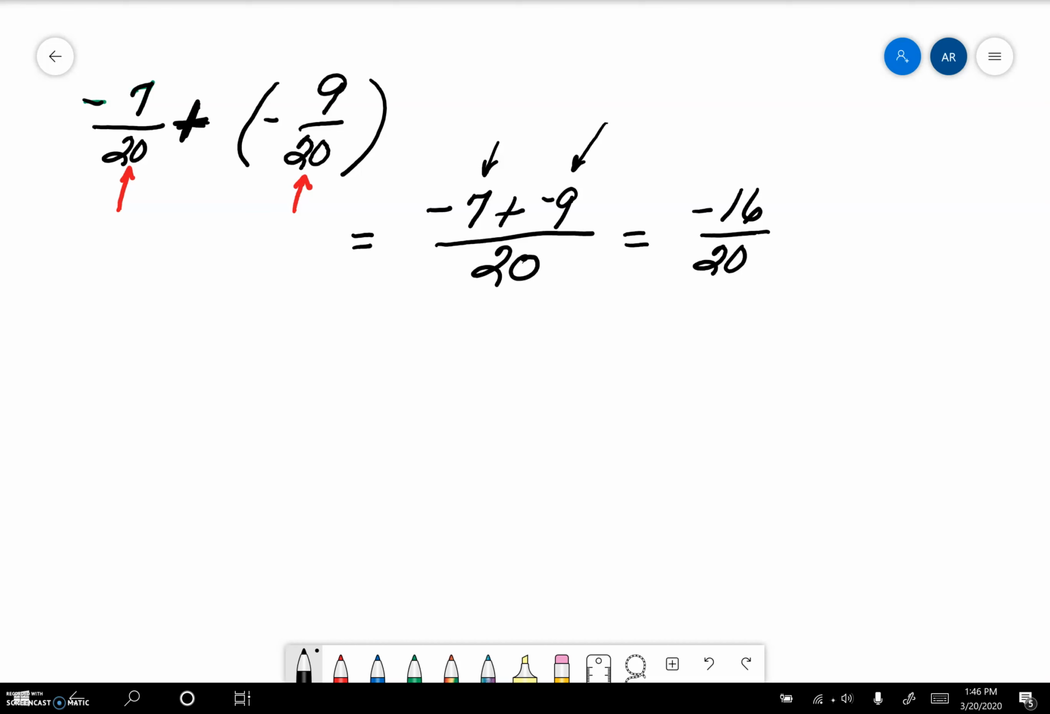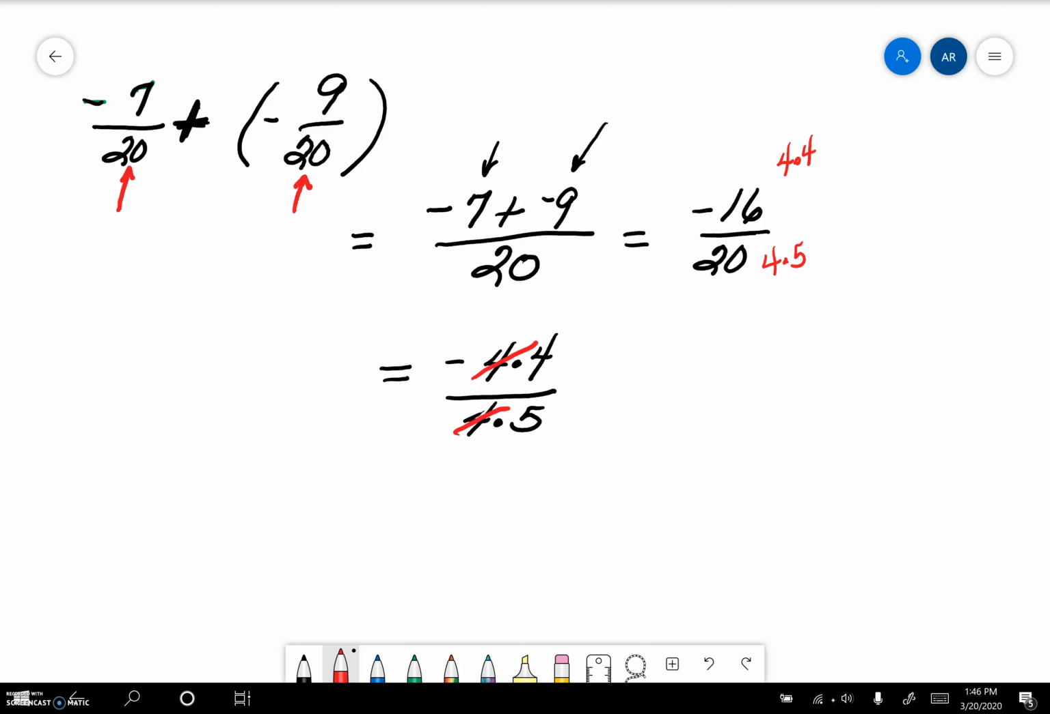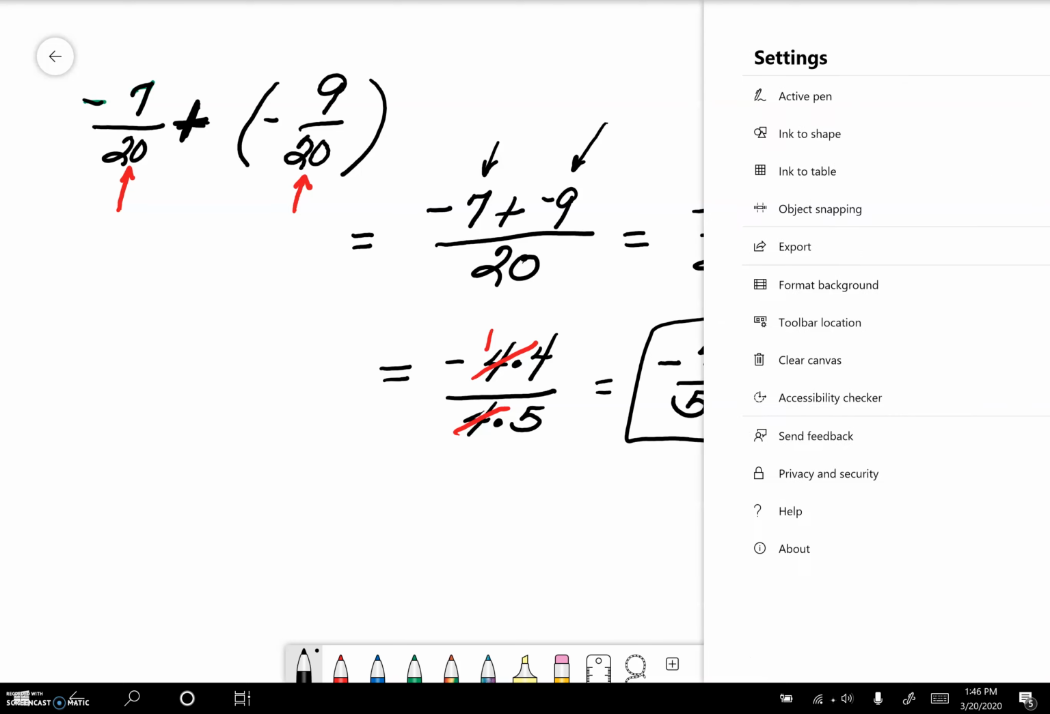But I can see that's not in simplest form, because I can get a 4 out of the top and a 4 out of the bottom. So I'm going to go ahead and rewrite that. My negative 16 can be a negative 4 times 4, and my 20 is a 4 times 5. And we can see that we have a 4 on the top and a 4 on the bottom, which becomes a 1. So now I rewrite that as a negative 4 over 5, and that is your final answer. Let's start another one.